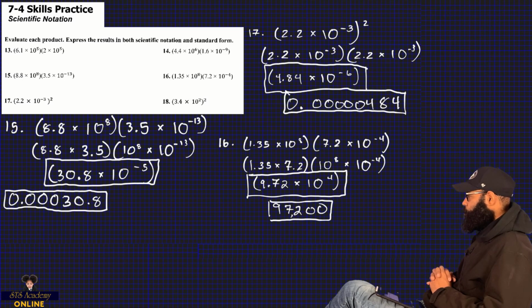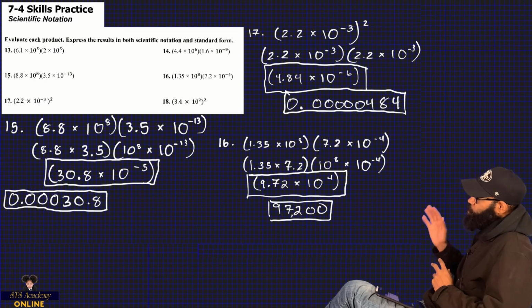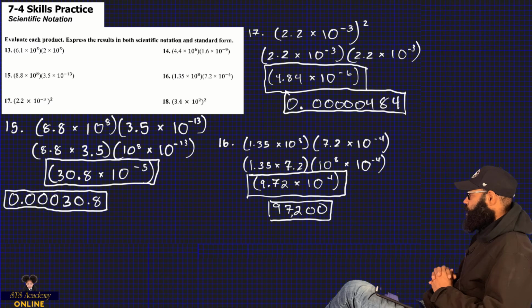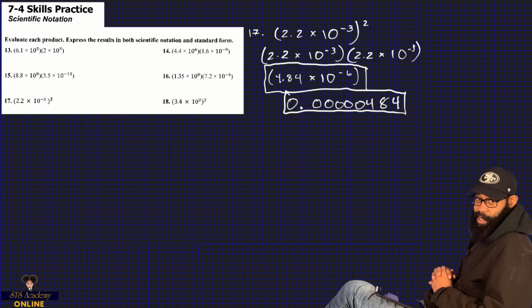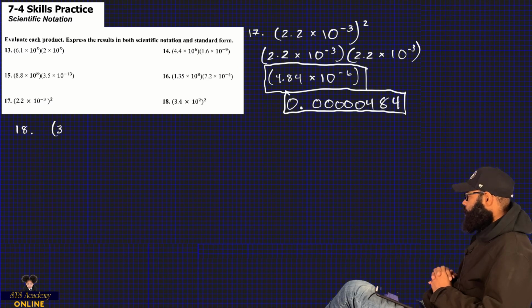I'm going to go ahead and box both the scientific notation as well as the standard form. And I think I'm either going to leave you 18 or I got to make some room. And let's get some room. And let's go ahead and get 18.